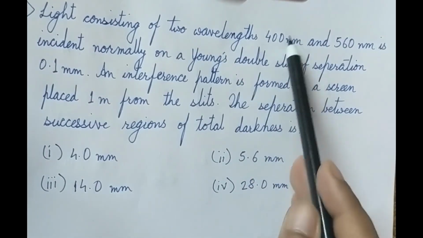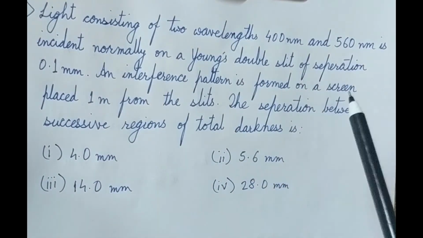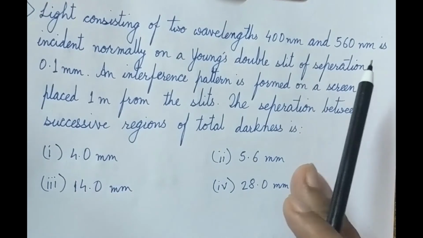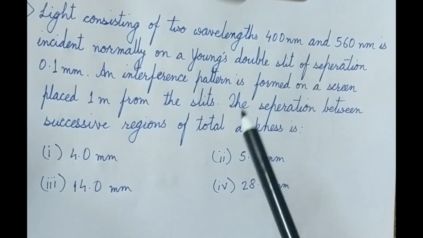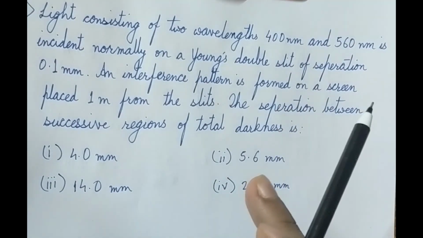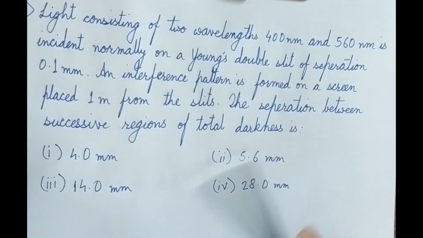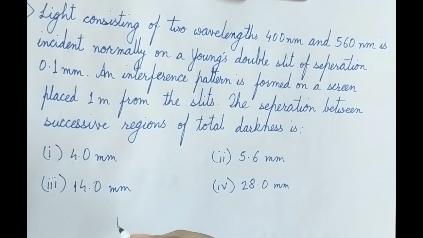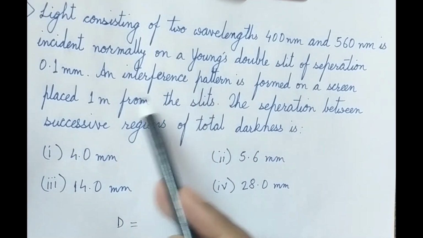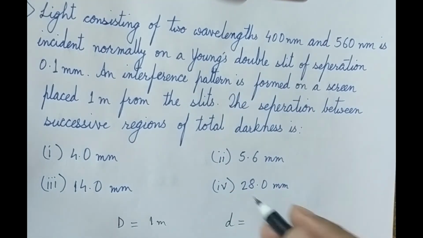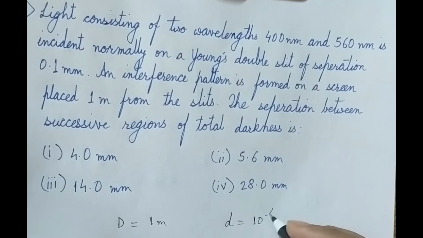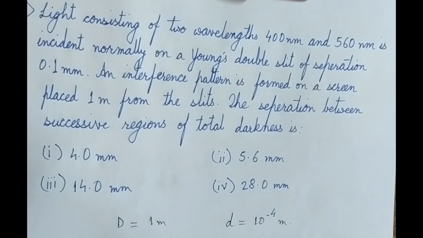So one of the wavelengths will form its own interference pattern and the other wavelength will form its own interference pattern. At some points their dark fringes will coincide. The question asks for the distance between those dark fringes. So let's put down the values first. Your capital D distance from the slit to the screen is given as 1 meter, and the distance between the slits, small d, is given as 0.1 millimeter, that is 10 to the power minus 4 meters.